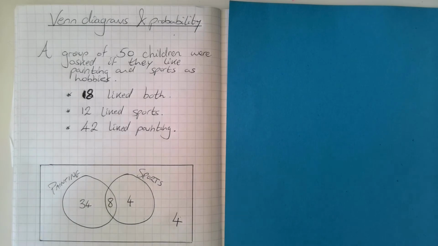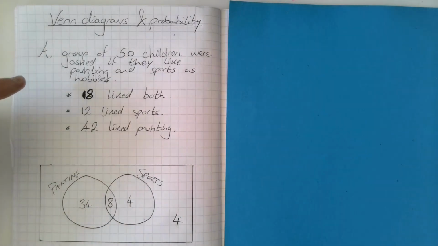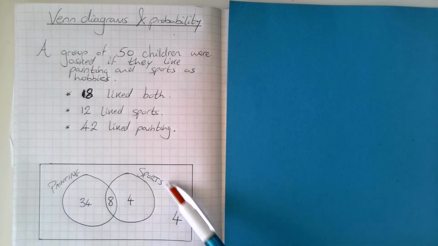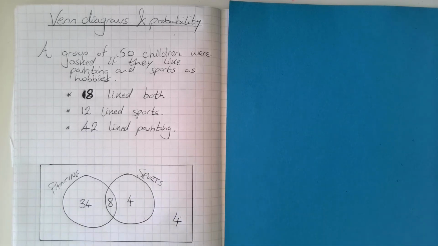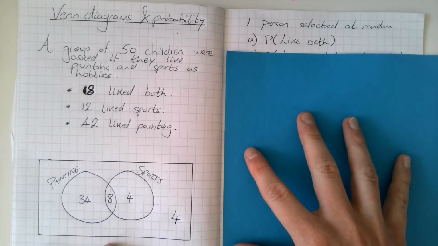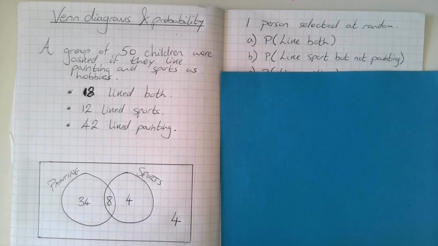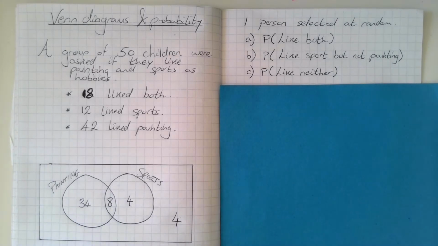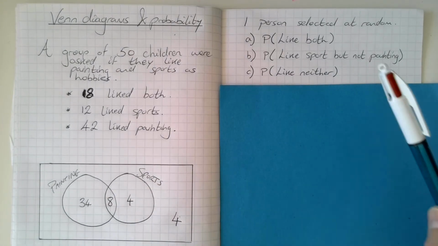So this is what you did last lesson. This was actually question 1 on last lesson's worksheet, creating this Venn diagram. But now I'm going to start linking it to probability. And I've got the questions under this piece of card here. So the questions that you could get asked to do with probability and Venn diagrams are like this.